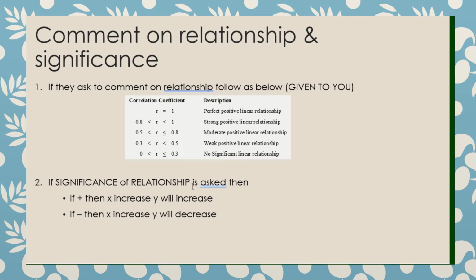Okay, then significance of relationship. If it's asked, because they always ask students, whenever they ask significance, students will do commenting. It's wrong. So if significant, if positive, then x increase, y will increase. If negative, then one increase, one decrease. So please make sure you sort that out.